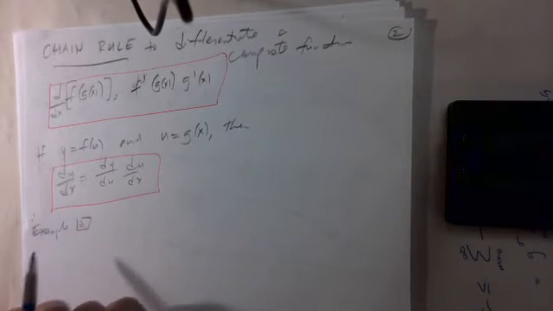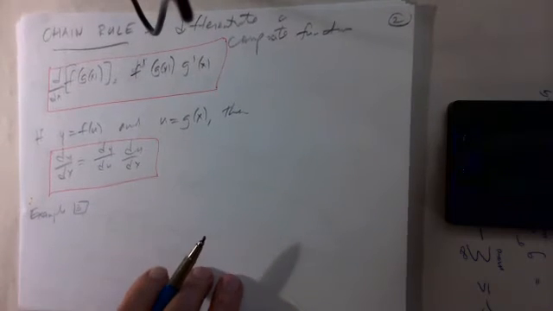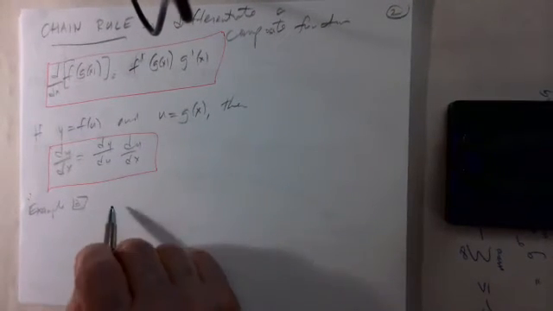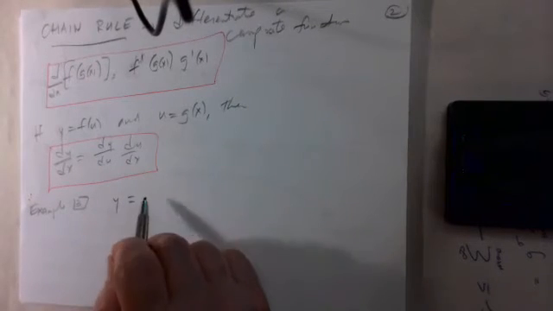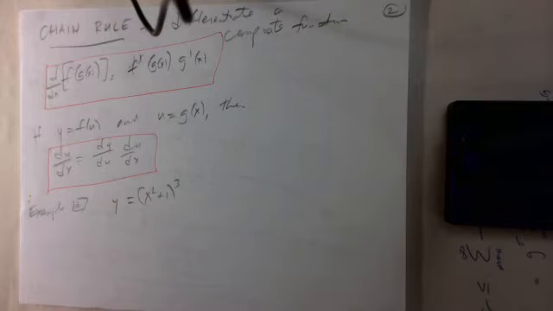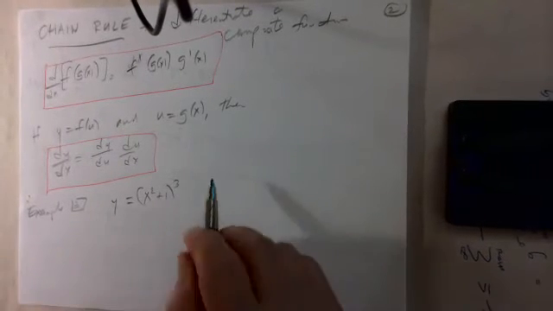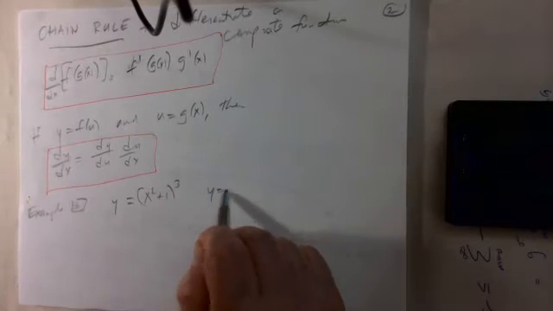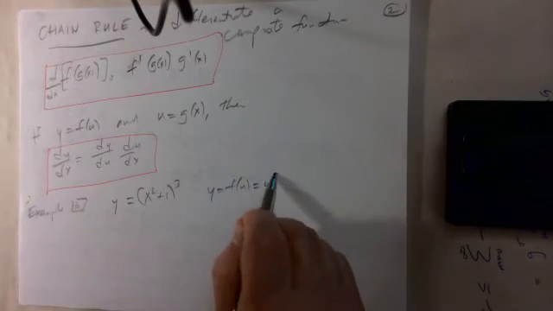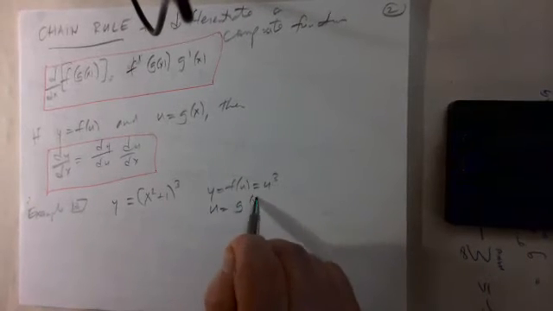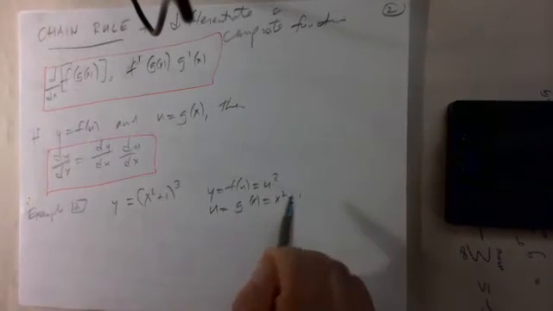So in the book, in edition 5 at least, this is example 3. We have the function y equals (x squared plus 1) cubed. We can think of this as a composite of two functions. You could have y is a function of u, which is u cubed, and u is a function of x, which is x squared plus 1.